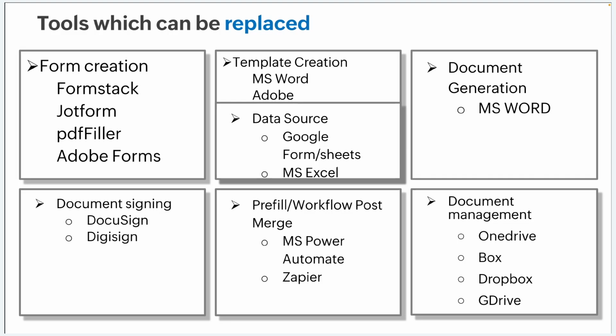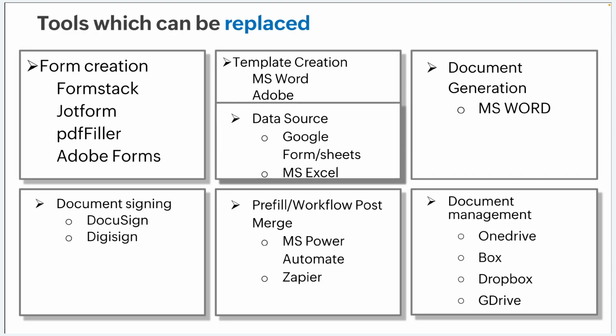And similarly for data source, you might be requiring a different tool. So if you're using a particular tool for template creation, for data source, you might be using a different tool like Google Forms or Sheets or MS Excel. Whereas when it comes to Writer, the data source is available within Writer itself. So you can use Zoho Sheet, or you can use Zoho CRM, or whichever application that you prefer. You can even simply upload a CSV file and use that as a data source.